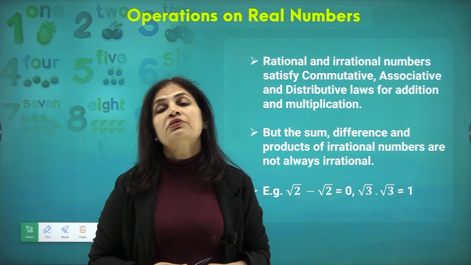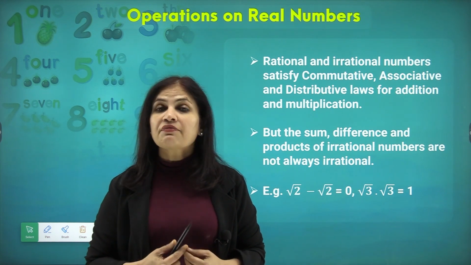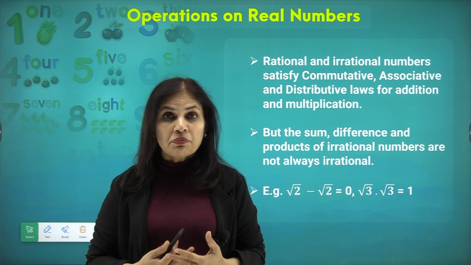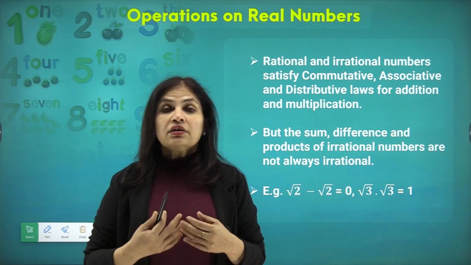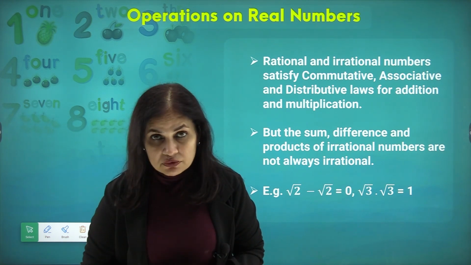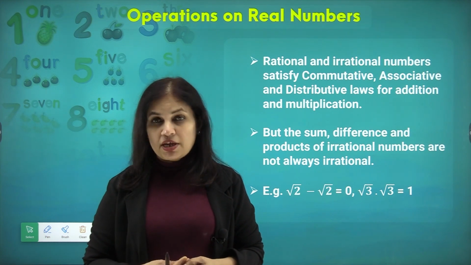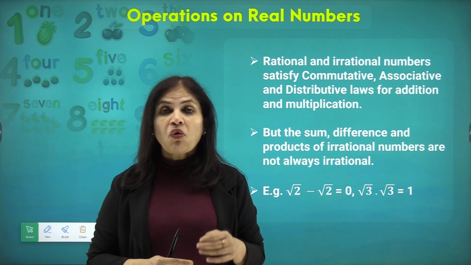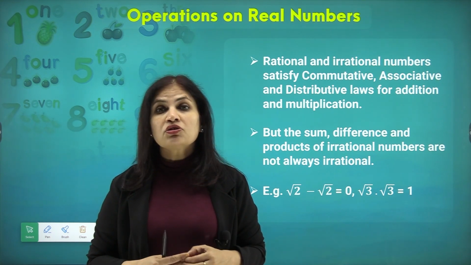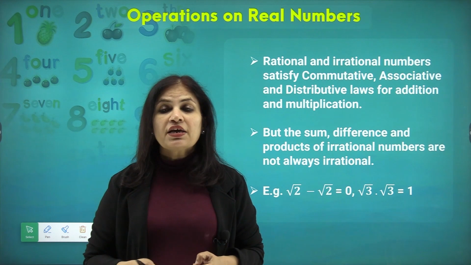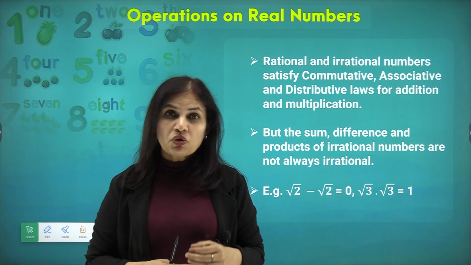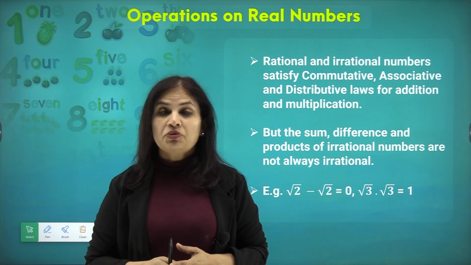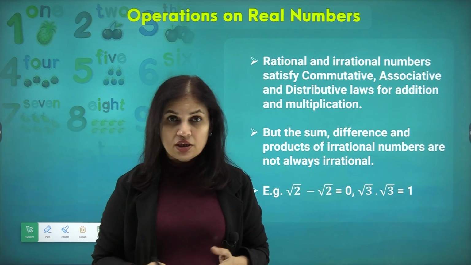All the rational numbers and the irrational numbers satisfy commutative property over addition and multiplication, meaning that the numbers are commutative on addition and multiplication. Explaining it further, commutative on addition means the order of the numbers will not alter the sum. Speaking about multiplication, the order of the numbers does not alter the product. This we have already seen.